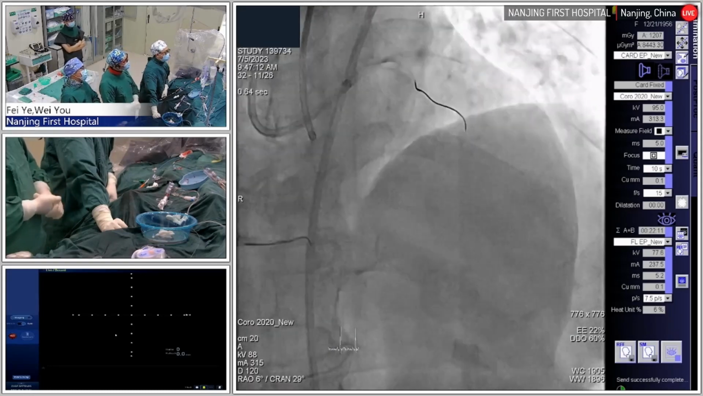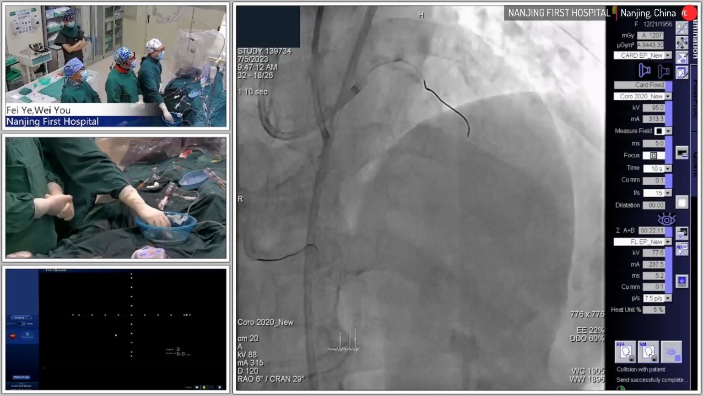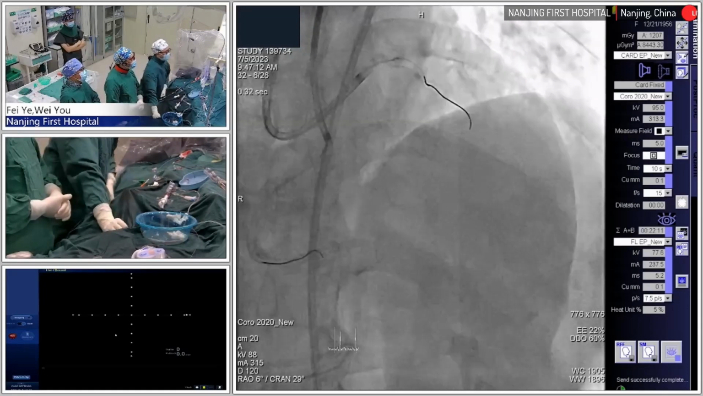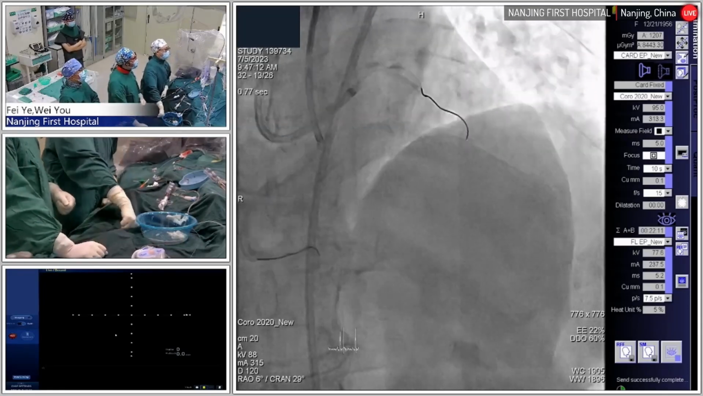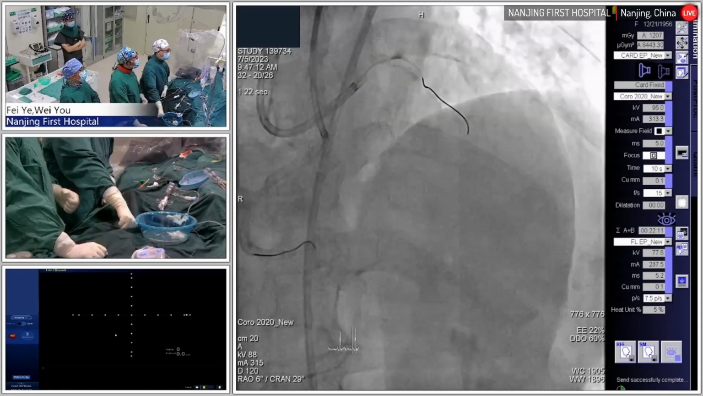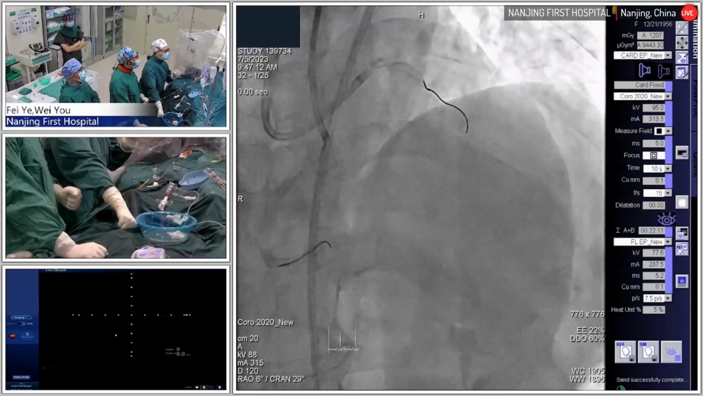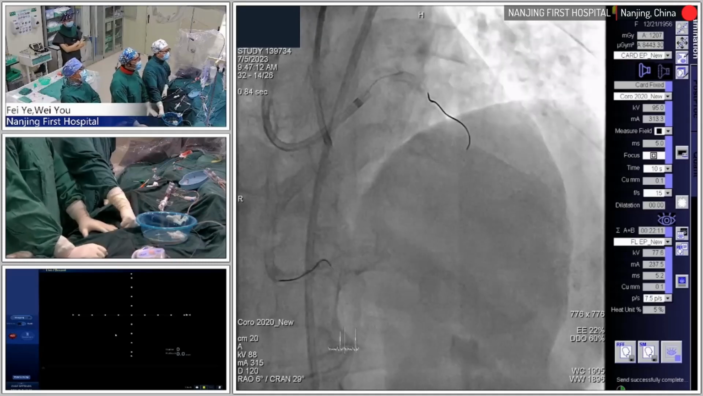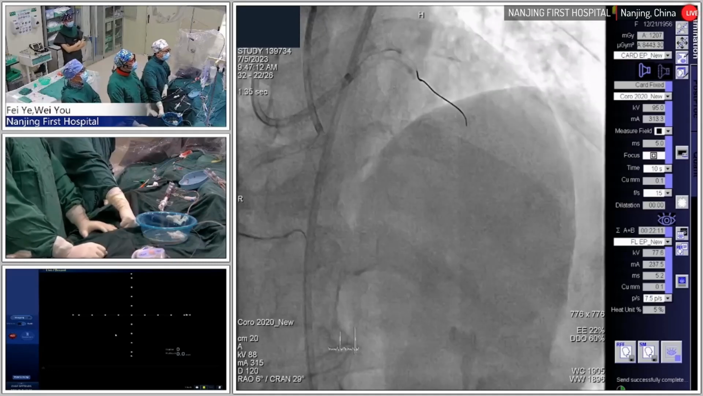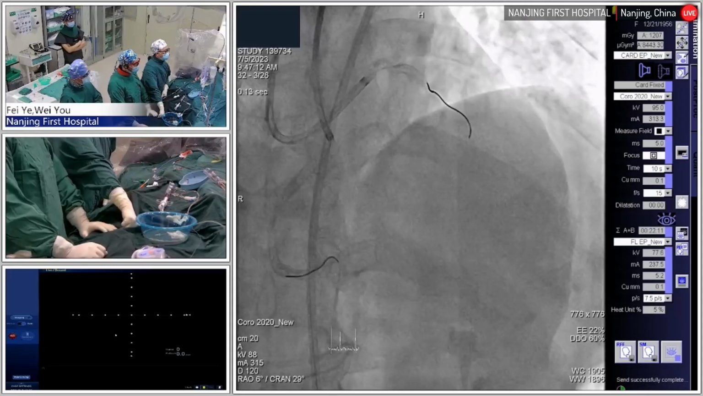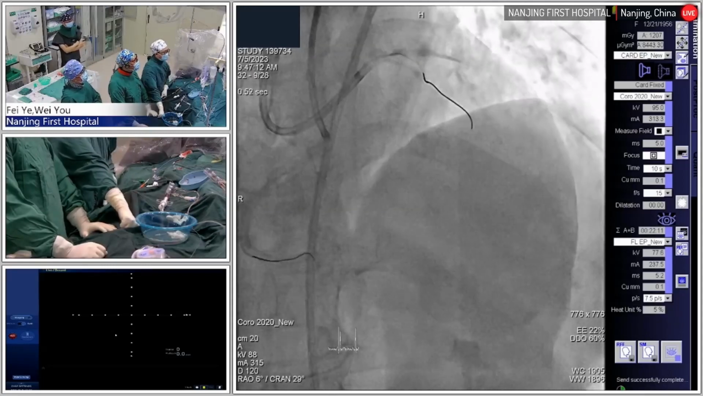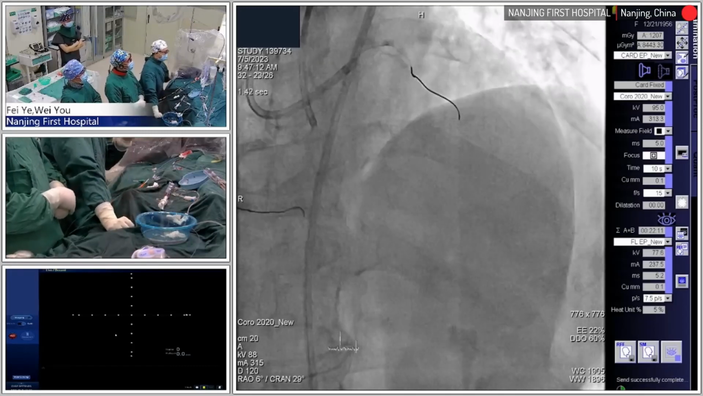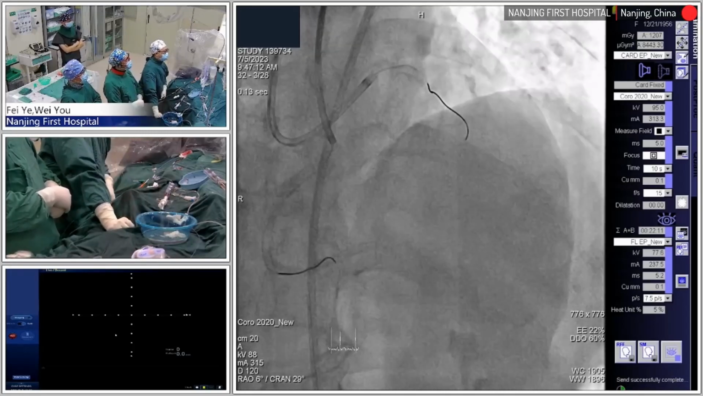Okay, this is the wire, and it is very difficult. When I wanted to retrieve the wire, I felt resistance, like something biting the wire. According to my experience, in the proximal segment of the LAD there must be some severe calcified plaque and also a very tortuous lesion. As you can see, the wire cannot extend the vessel straight. It's calcified and also tortuous. Next, please.